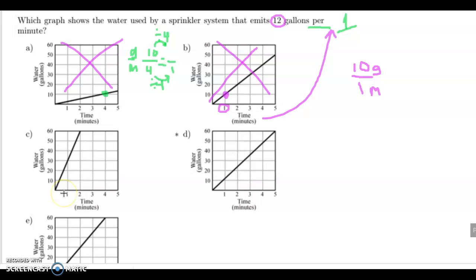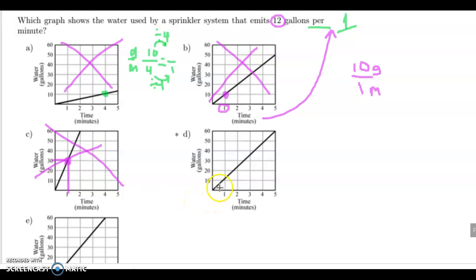Now we're going to go to the next one, C. I'm going to follow my line until it meets a beautiful grid point, which is right here. And notice that this is also 1 minute, which means this is a unit rate, and it's 30 gallons per 1 minute. So this one is 30 gallons per minute, but I'm looking for 12, so this one's not it either. So let's go to the next one.